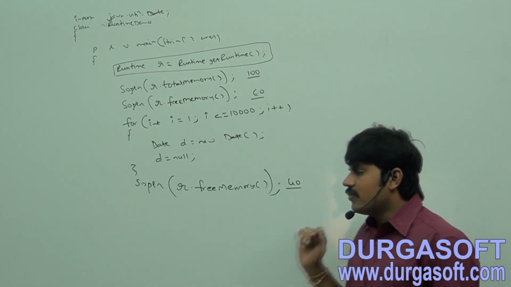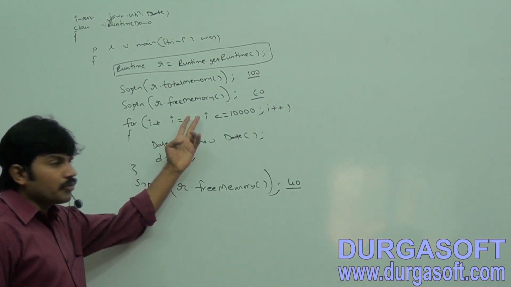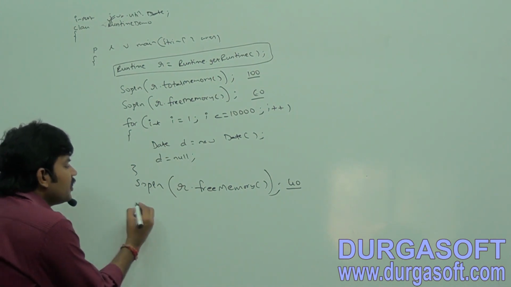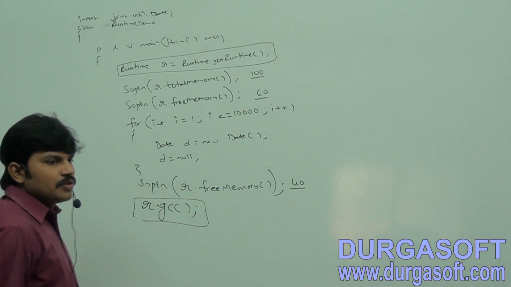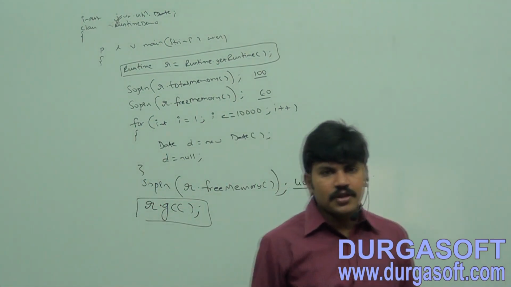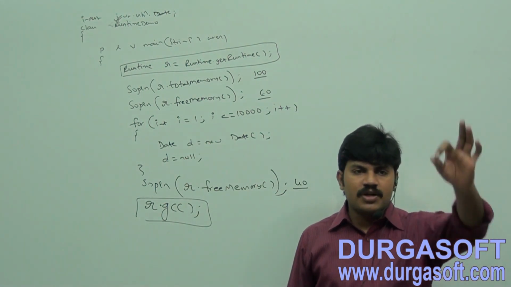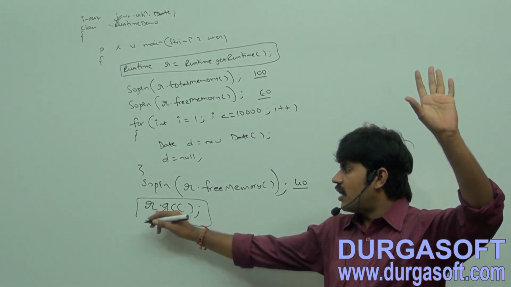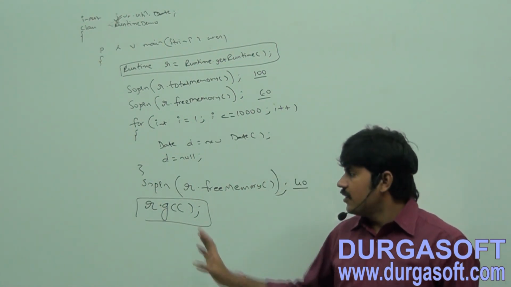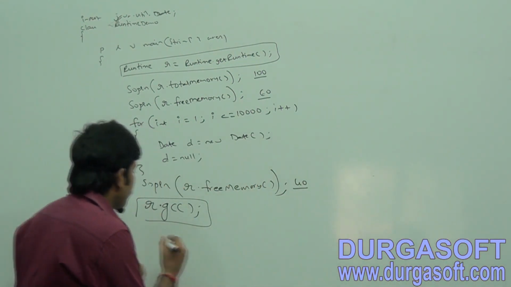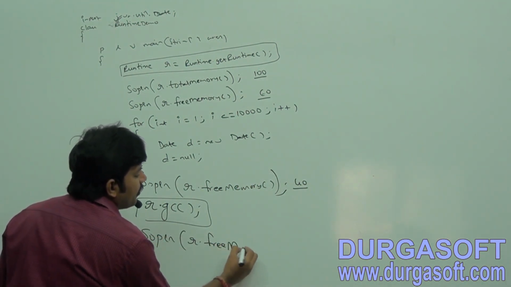Now I will ask, hey JVM, can you please run the garbage collector? Because a huge number of objects are eligible for GC. r.gc(). 99% of the time the JVM immediately runs the garbage collector and destroys all the useless objects in the heap memory. Okay, the useless objects got destroyed. Now System.out.println(r.freeMemory()).